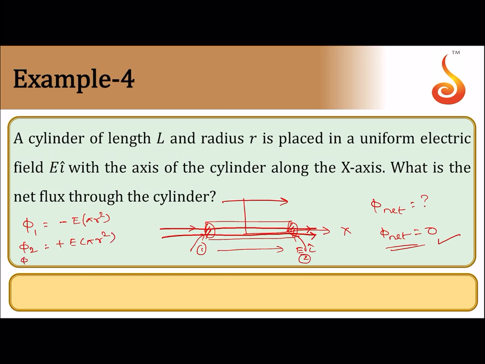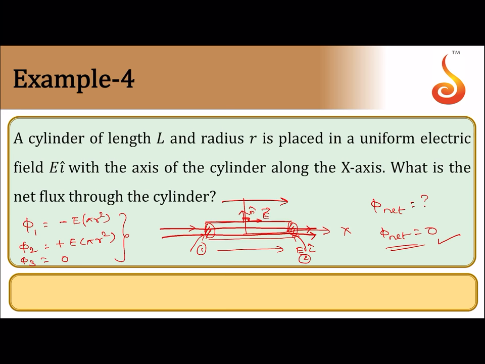And phi 3 is the flux through the lateral surface. Now my normal vector is like this. My electric field is like this. The angle between them is 90 degrees. What is cos 90 degrees? Zero. Therefore, flux through surface 3 is zero. There is no field line cutting through the surface. It's all parallel to that surface. Therefore, flux 3 is zero.